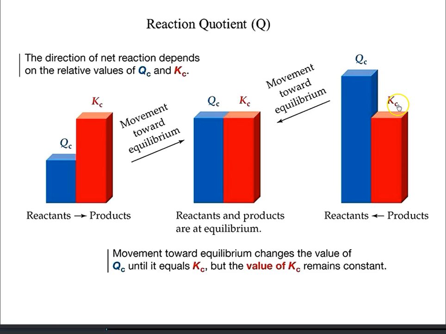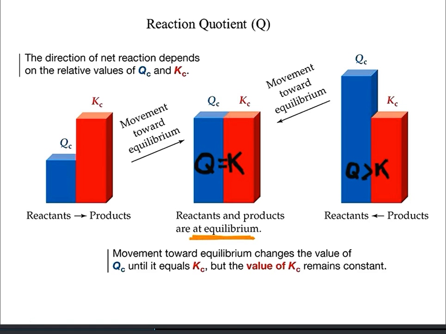If, however, Q is larger than K, that means that your numerator is too large, which means you have too many products, which means the reaction will proceed to the left, as you see here, until, again, Q equals K. So in this case, the reaction proceeds to the left, the numerator gets smaller, the denominator gets bigger, Q goes down until it equals K. So in the middle, Q equals K. That's at equilibrium.